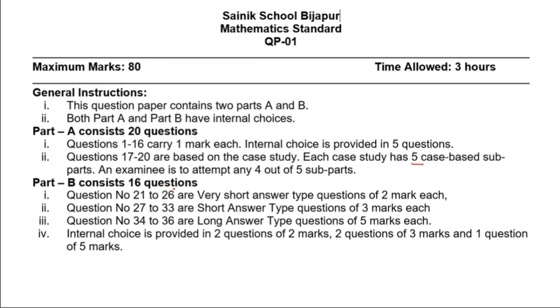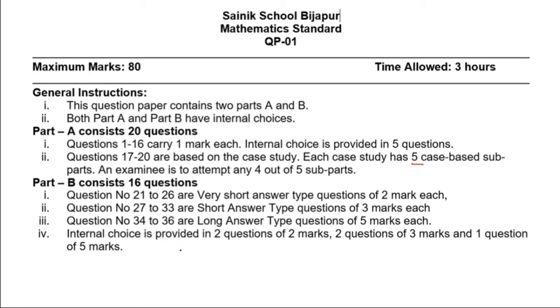In part B, there are totally 16 questions, divided like this: 21 to 26 are very short answer type, 2 marks each. Next, we have 27 to 33, which are short answer type. 34 to 36 are long answer type, which are of 5 marks each.